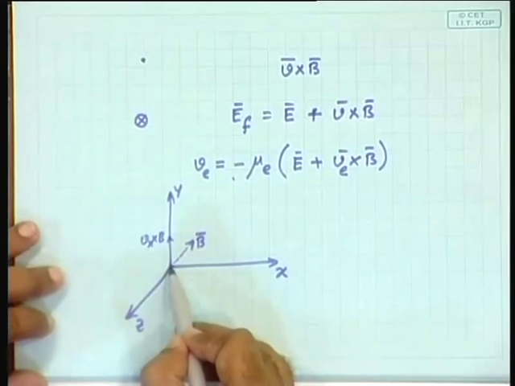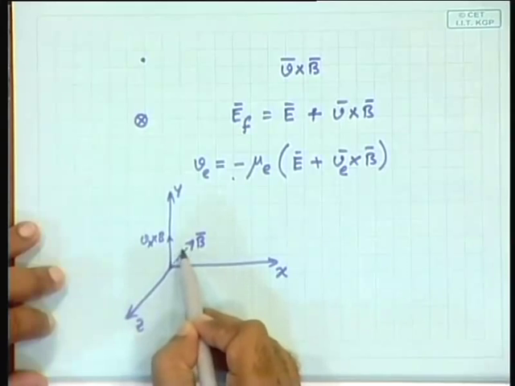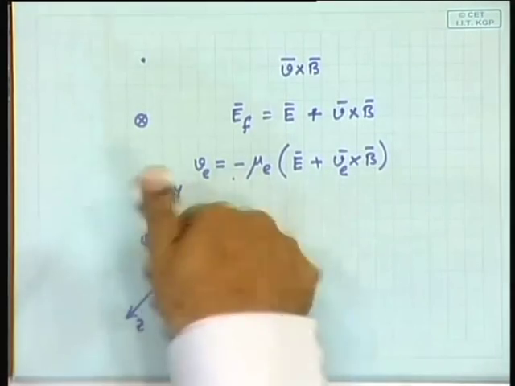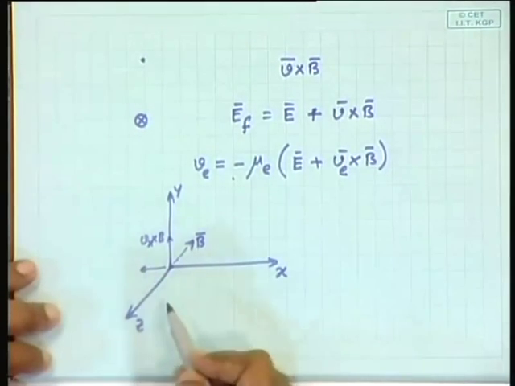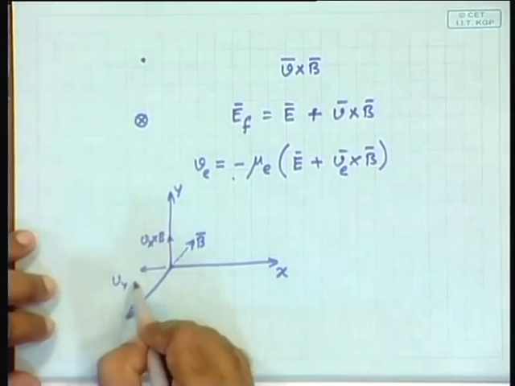Similarly, there will be a component of the velocity in the V y direction, and that when coupled with B will be giving you a force in the minus x direction, clear? So, this is V y cross B.